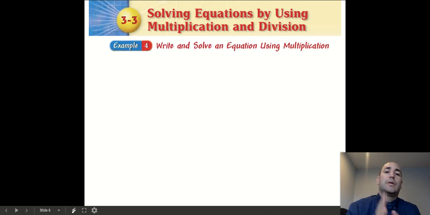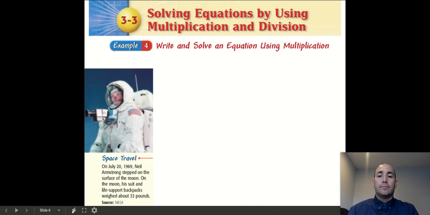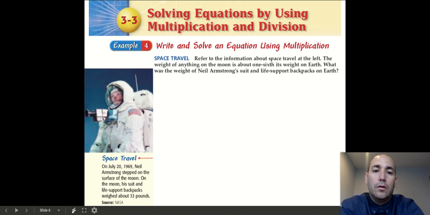All right, let's look at another example. Write and solve an equation using multiplication. Here we look at a little space travel. On July 20th, 1969, Neil Armstrong stepped on the surface of the moon. On the moon, his suit and life support backpacks weighed about 33 pounds. The problem says, refer to the information about space travel. It says the weight of anything on the moon is about 1/6 its weight on Earth. What was the weight of Neil Armstrong's suit and life support backpacks on Earth?